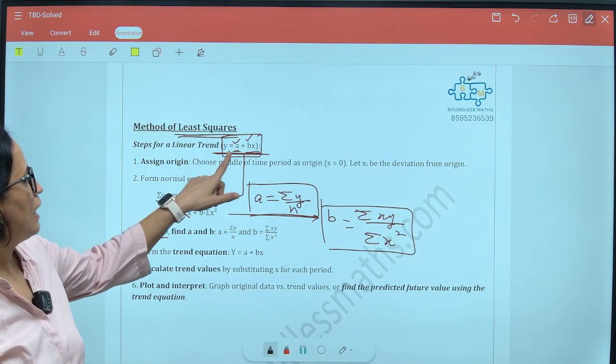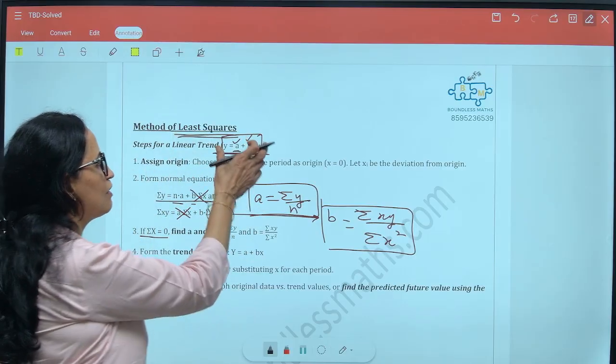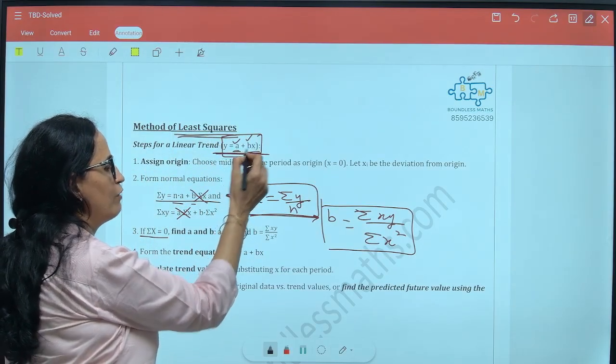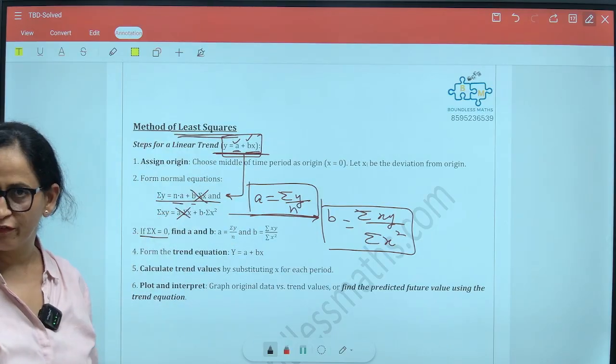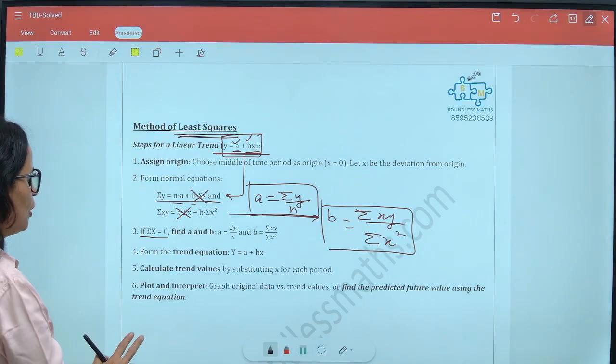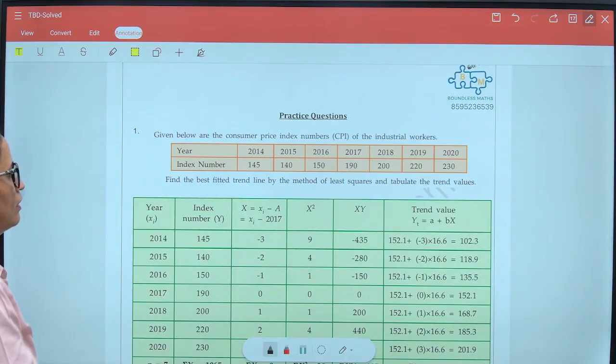So you need to calculate what is a, what is b, find the straight line equation, and using the straight line equation, once you have the values of a and b, you can predict any future value corresponding to a given value of x, right? So let's do some practice questions and understand it.